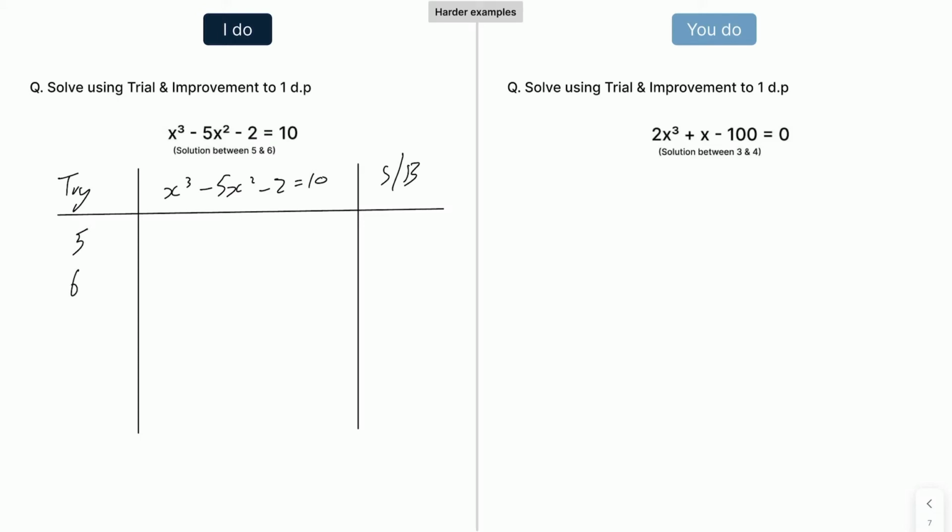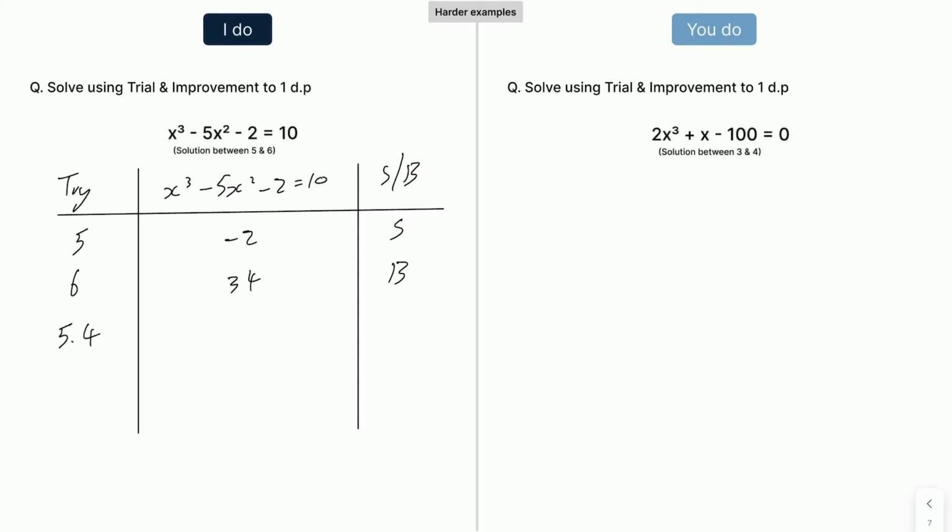So when you sub 5 into your calculator, you get -2, which is small. When you sub 6 into your calculator, you get 34, which is big. So I can see from this that 10 is closer to -2 than it is to 34. So that means I should probably start with a value closer to 5. So we're not going to go 5.5. You can do 5.5 if you want, but I'm going to go with 5.4.